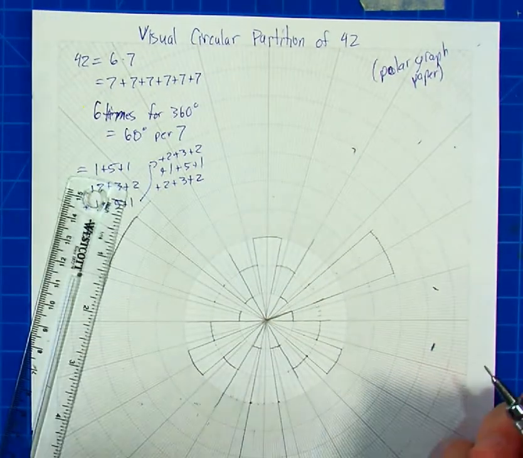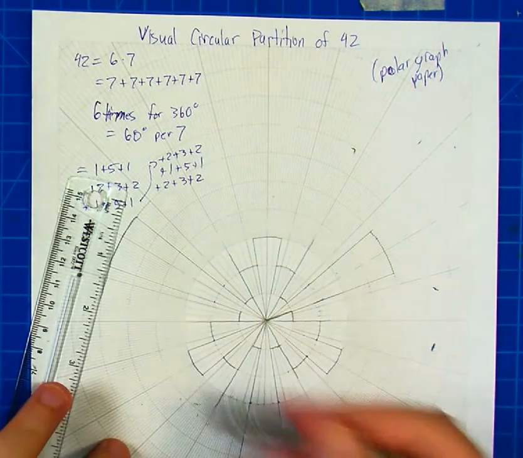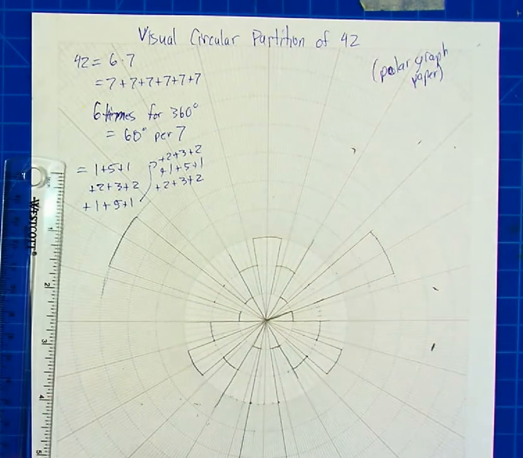Now I've got my pattern done, but there's an awful lot of stray marks, so I'm going to go over my pencil in ink and then I'm going to erase all my stray pencil marks.